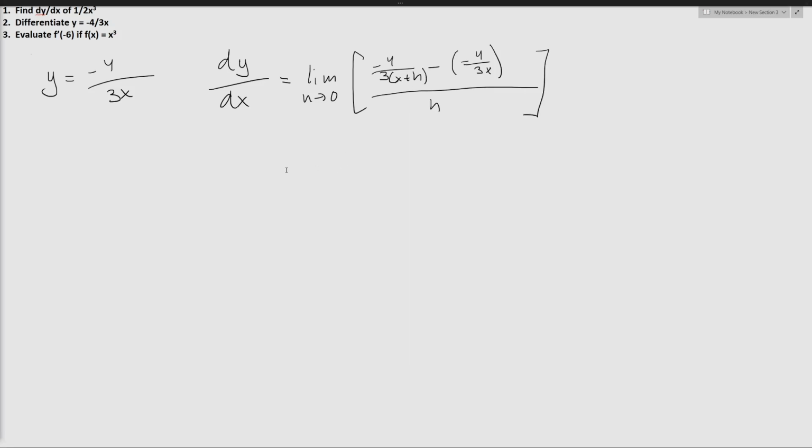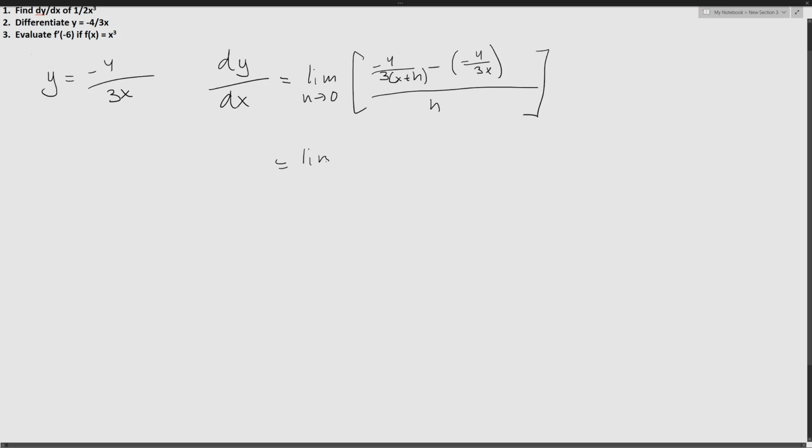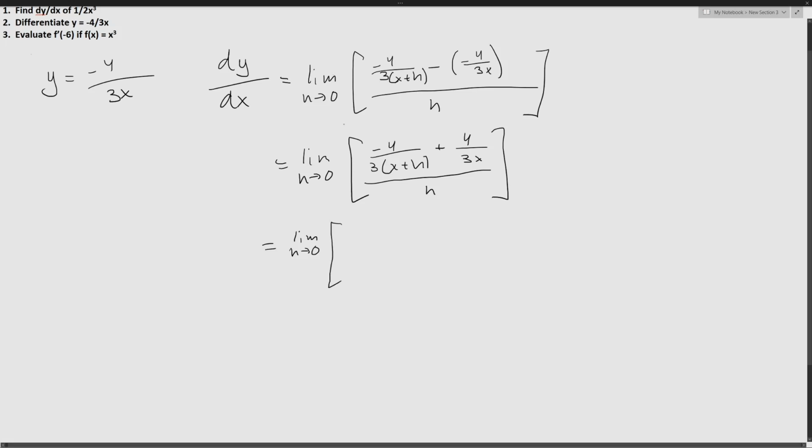So from here, what we can do is continue writing the limit. So the limit as h approaches 0 is equal to whatever operation we want to do. I want to open the brackets first, so we would get negative 4 over 3 times x plus h, plus 4 over 3x, and this is all divided by h. From here, we want to combine the fractions, right? Because we don't want to deal with two different fractions, the addition of them. We want to combine them. And the way we could do that is by finding the lowest common multiple between these two denominators.